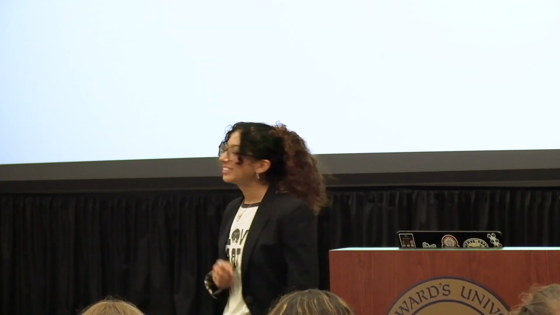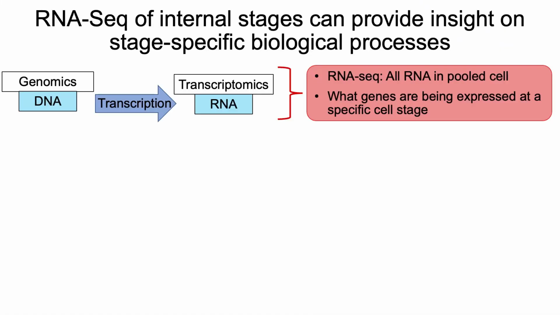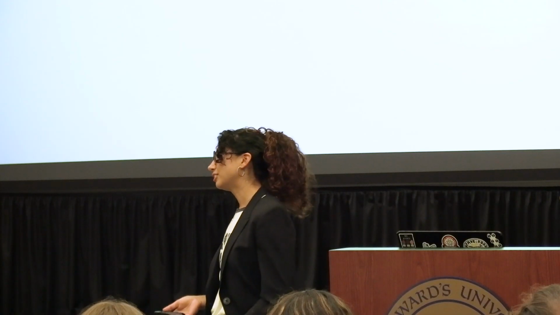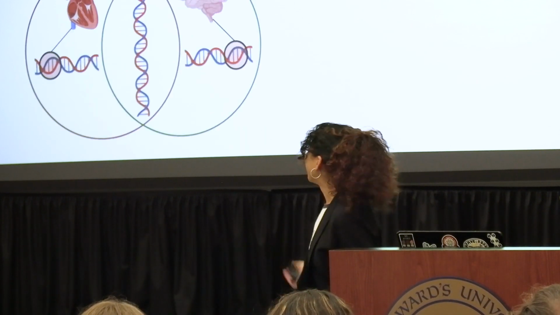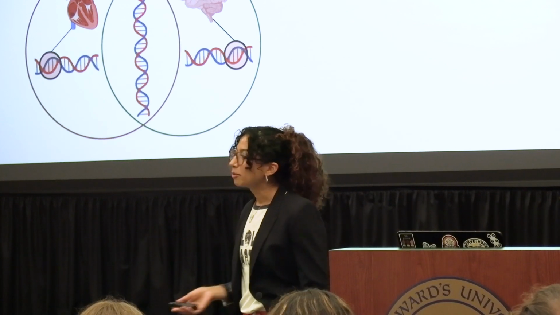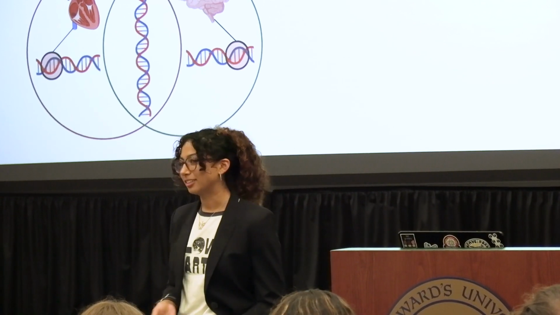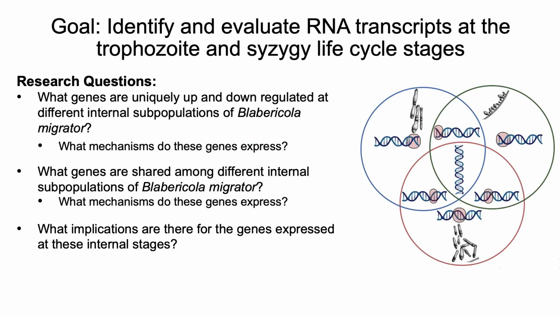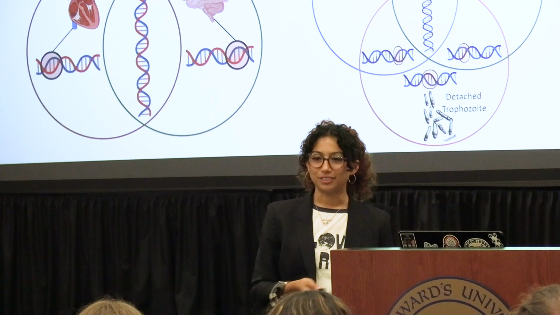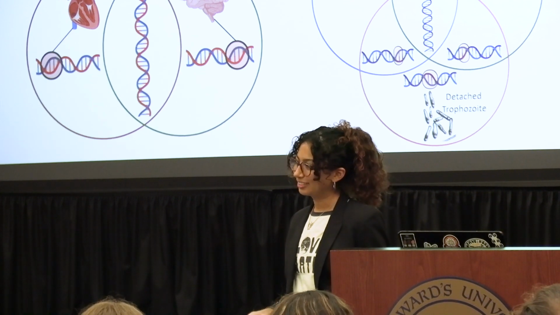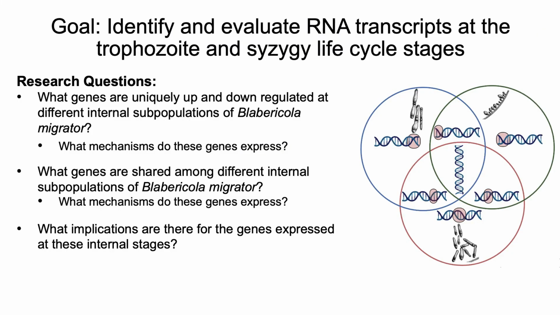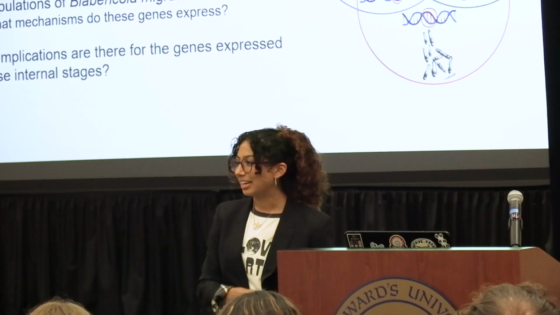My research focuses on RNA-seq, where we look at all the RNA within the pooled cells. This allows us to know what genes are being expressed at specific cell stages. Now, a heart and a brain cell contain the same DNA. What makes these cells different is the RNA that's being expressed. In a similar way, our gregarine parasites contain the same DNA throughout their life cycle stages. But what makes these life cycle stages unique is the RNA that's being expressed. Therefore, our goal is to identify and evaluate the RNA transcripts at the trophozoite and syzygy life cycle stages.